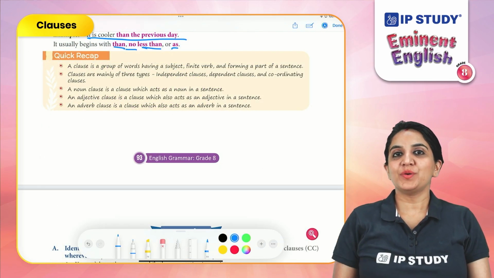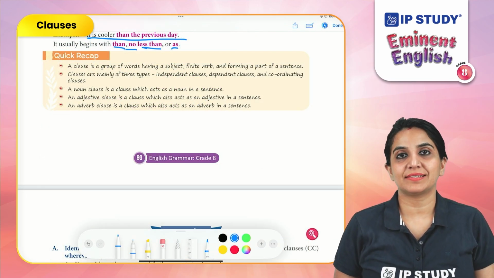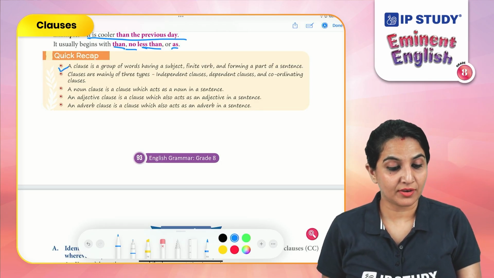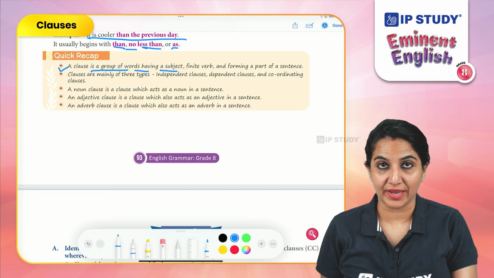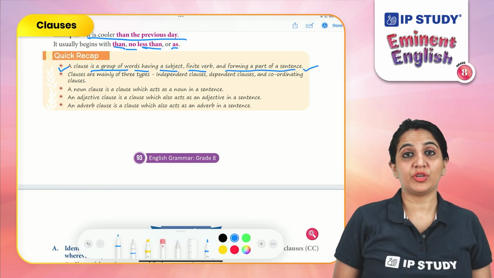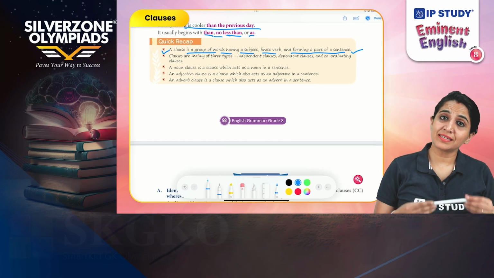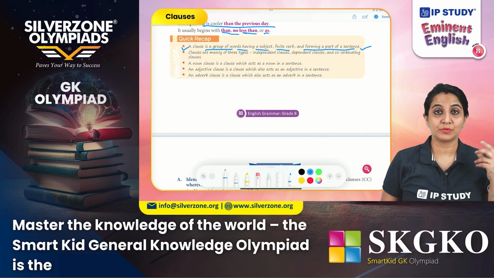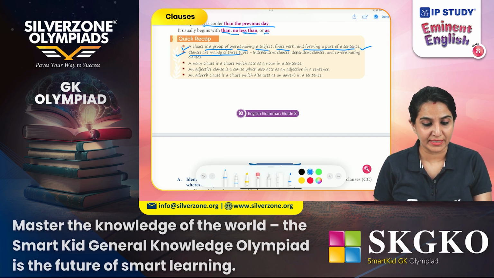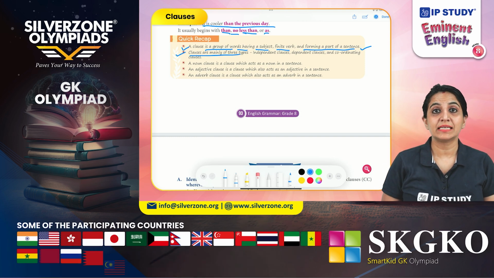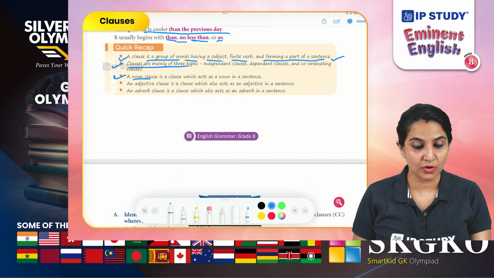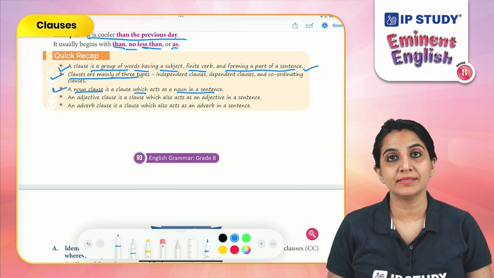Now before we close this session, let's do a quick summary of the lesson. What is a clause? A clause is a group of words having a subject, a finite verb, and forming a part of a sentence. That means now we know that a clause is a part of a sentence, but it has a subject and a finite verb as well. Clauses are of mainly three types: independent clauses, dependent clauses, and coordinating clauses. A noun clause is a clause which acts as a noun in a sentence.